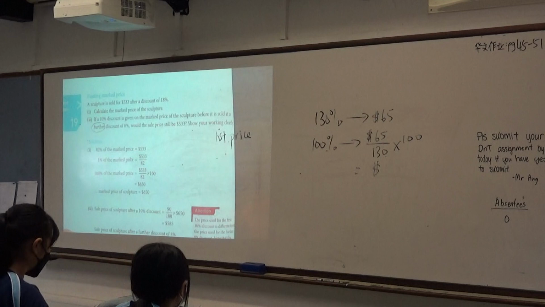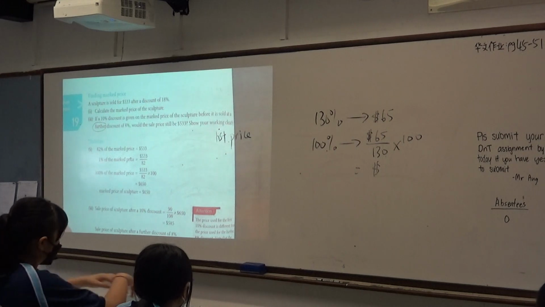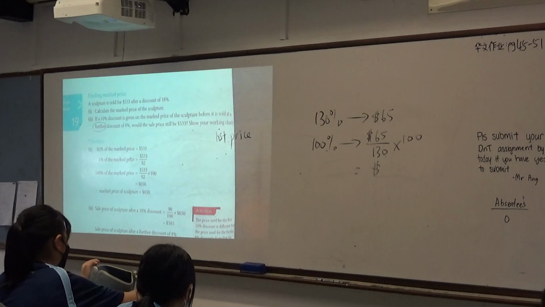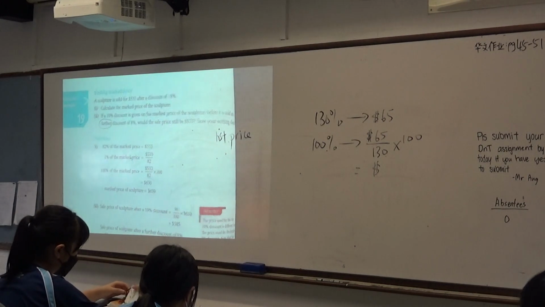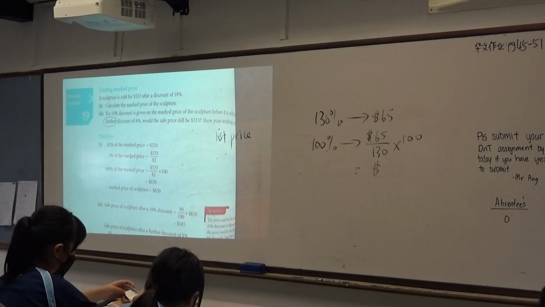Okay, the sculpture is sold for $533 after a discount of 18%. Okay, now calculate the mark price of the sculpture. Okay, all of you look at the board. The sculpture is sold for $533 after a discount of 18%. Calculate the mark price of the sculpture.